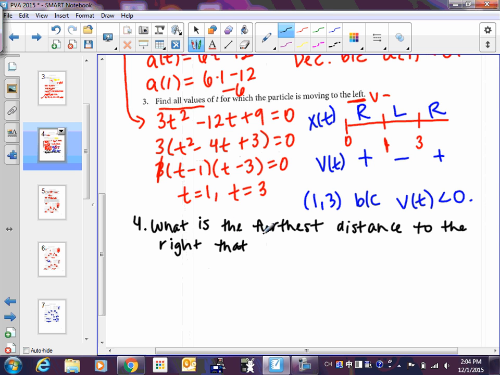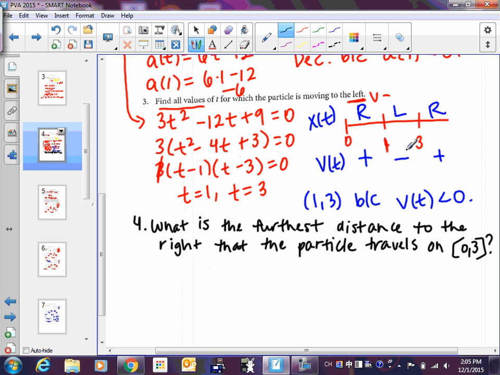Anybody know what that is? Oh, is it closed interval? Yeah, we need a closed interval. We need to have a stopping time, because otherwise it's just going to keep traveling to the right forever and ever and ever. So what I should have said was on like 0 to 3. Okay, so go ahead and add that in.